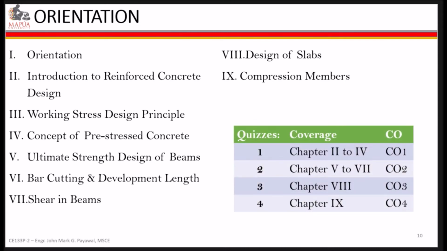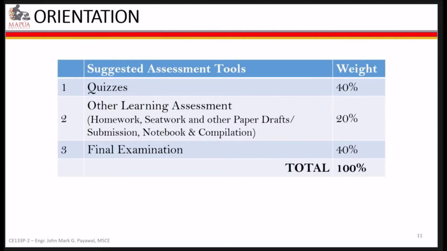Quiz number 1 would cover course outcome 1, chapters 2 to 4. Quiz number 2 covers course outcome 2, chapters 5 to 7. Quiz number 3 covers course outcome 3, chapter 8. And the last quiz would cover course outcome 4, chapter 9. The breakdown of your grades will follow this assessment tool.